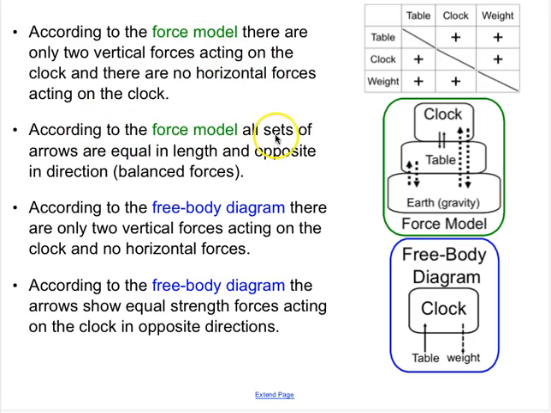According to the force model, all sets of arrows are equal in length and opposite in direction. Balanced forces. Again, I'm going to get to why this is important a little bit later on in the video, or part 2. Now, when we look at the free body diagram, it's the same thing. There are no horizontal forces. However, there are two vertical forces acting on the clock. And we find out from the free body diagram that these, again, are equal and opposite. The table is pushing up on the clock, and the earth is pulling down on the clock.